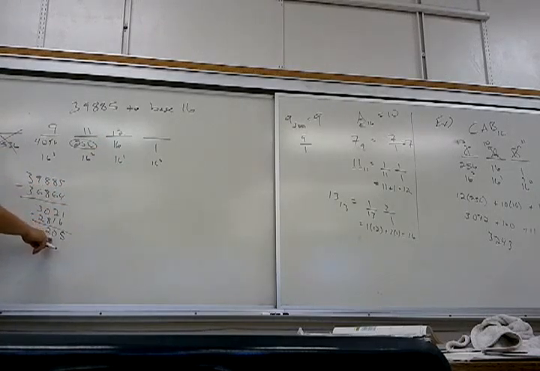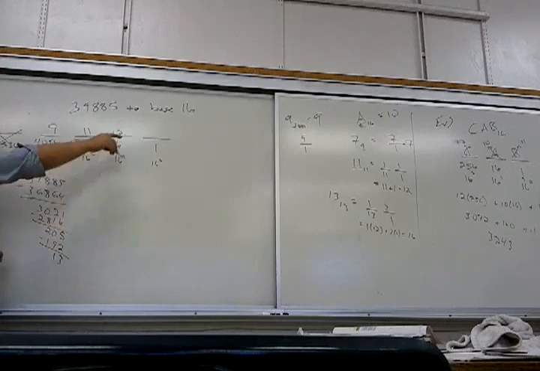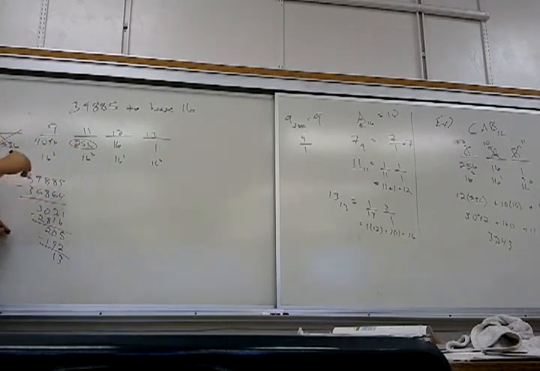And again, how'd you get that? 205 divided by 16 is 12 point blah blah blah. And then 12 times 16 is 192. So 13. There's 13 there.